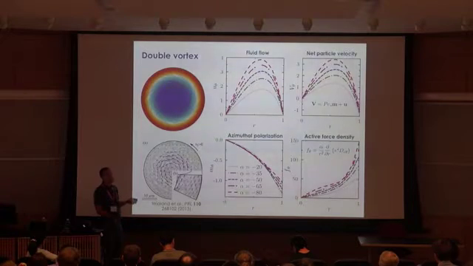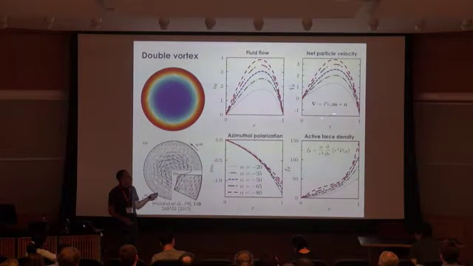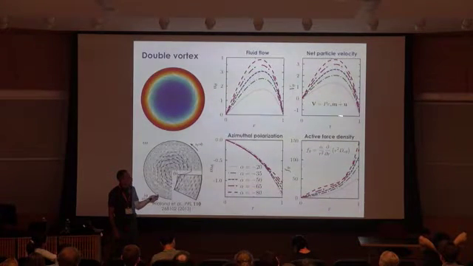If you look at the fluid velocity, actually the fluid velocity does not show a double vortex. It's a single vortex. It always goes in one direction. But if you look at the net particle velocity, which is fluid velocity plus swimming velocity, this one changes sign. So near the center, it's moving with the fluid, but near the wall, the bacteria are moving against the flow.